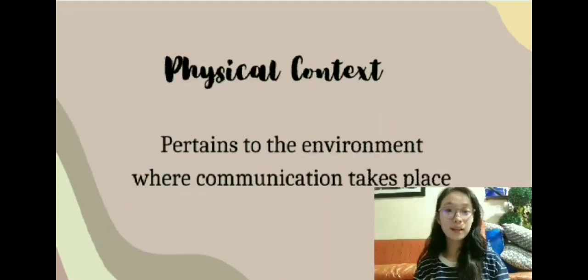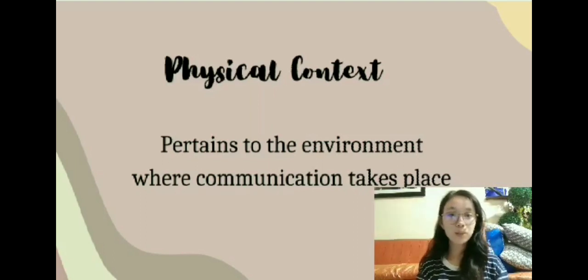Next, we have physical context. Physical context pertains to the environment where communication takes place. It involves tangible factors which can be easily perceived by the senses, such as temperature, humidity, lighting, and noise level. For instance, people communicating in a very humid location may feel uncomfortable, and this might make it hard to concentrate on each other's message. Further, the physical context includes proximity, how far or how close the participants are, as well as the medium used to send the message.